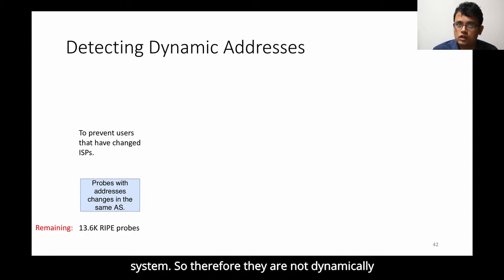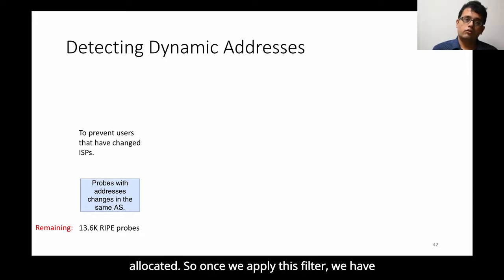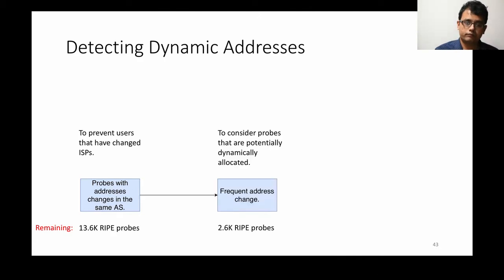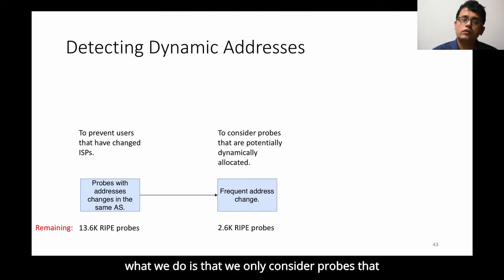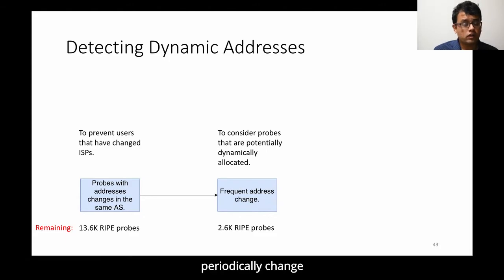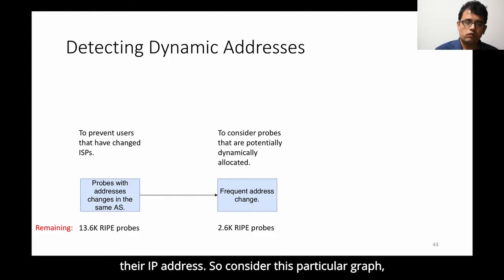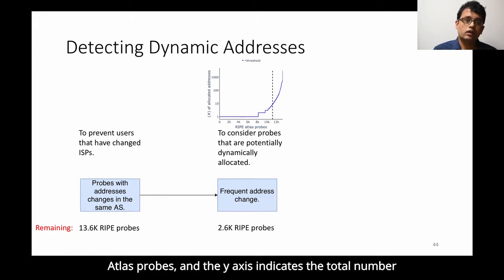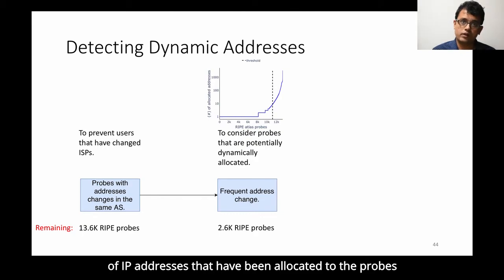So therefore, they're not dynamically allocated. Once we apply this filter, we have filtered down to about 13,600 RIPE Atlas probes. Then, we only consider probes that periodically change their IP address. Consider this graph where the x-axis indicates the total number of RIPE Atlas probes and the y-axis indicates the total number of IP addresses that have been allocated to the probes in our monitoring period.